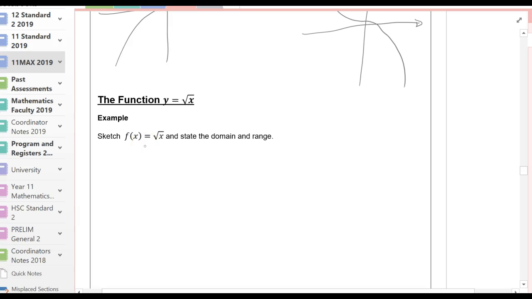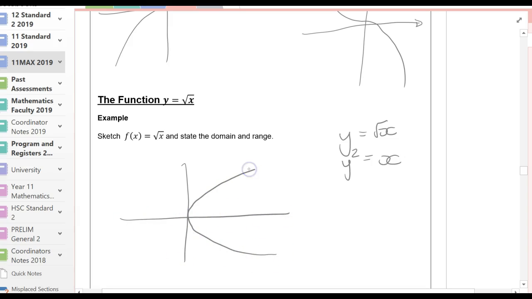With the square root graph, it might be easier if I write it like this. y is root x, y squared equals x. So what it actually looks like is it looks like this, but it doesn't have this part because there's no negative value when I square root. So the actual graph is just this part here.